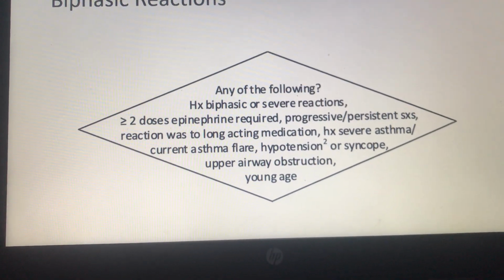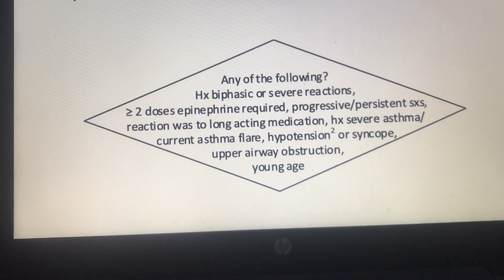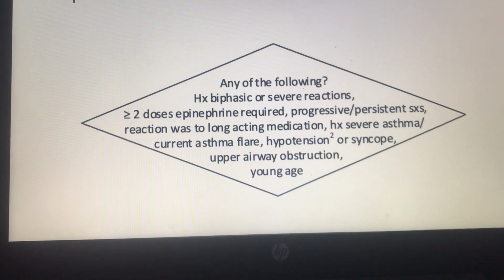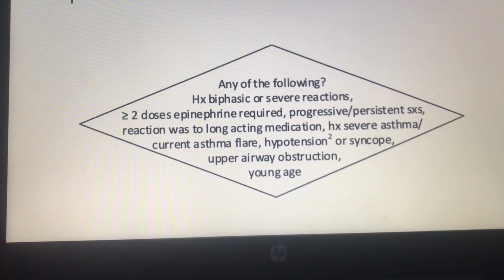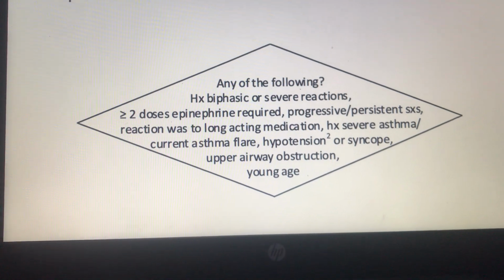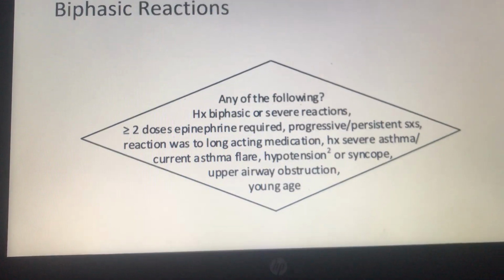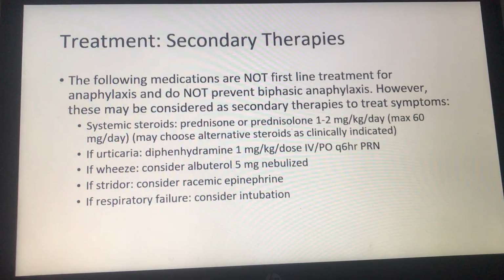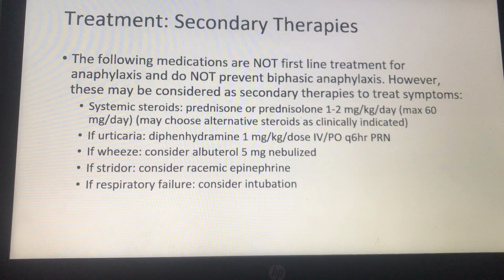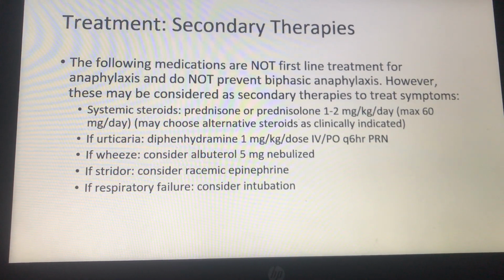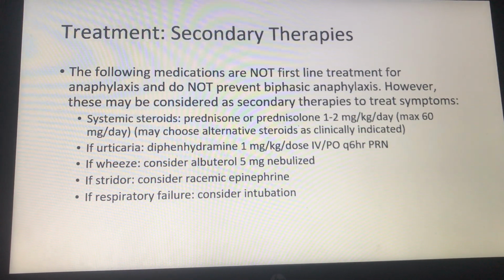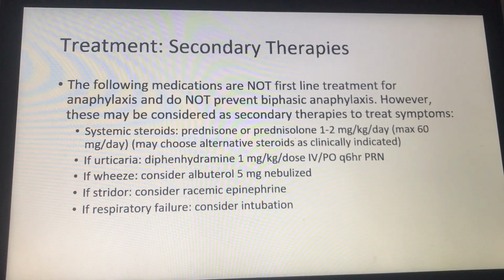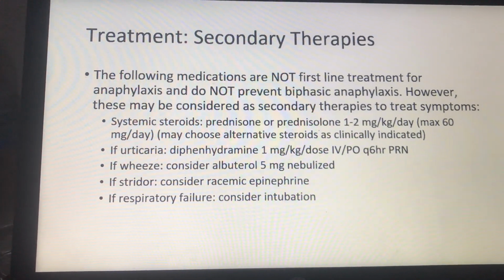For the risk of biphasic or severe reaction: more than 2 doses of epinephrine required, progressive persistence of symptoms, reaction that is too long, even if the patient has severe asthma or potential upper airway obstruction. Those are secondary therapies that can be used in treatment, as I have said. Diphenhydramine for urticaria, albuterol for wheezing, and for stridor, first we consider epinephrine, like racemic epinephrine for nebulization. If there's respiratory failure, you have to intubate the patient.